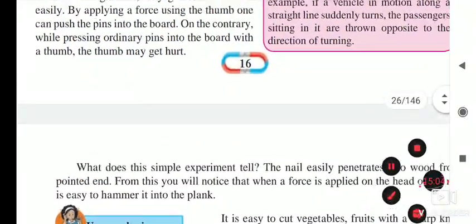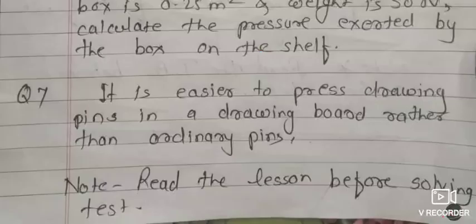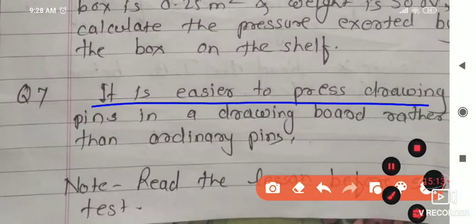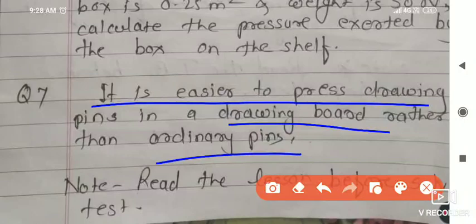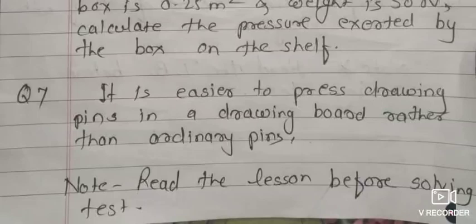So in our test, this was the last question: it is easier to press drawing pins into a drawing board than ordinary pins. Its answer is there. And then here I gave you one note: read the lesson before solving the test. This is important, that after solving the test you have to read the lesson.